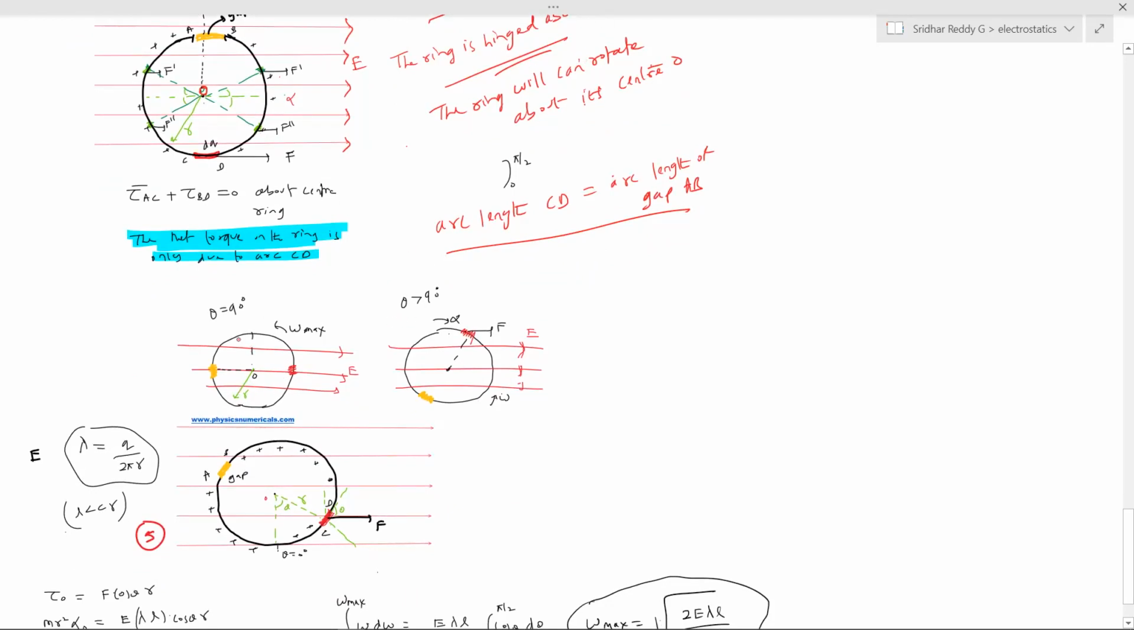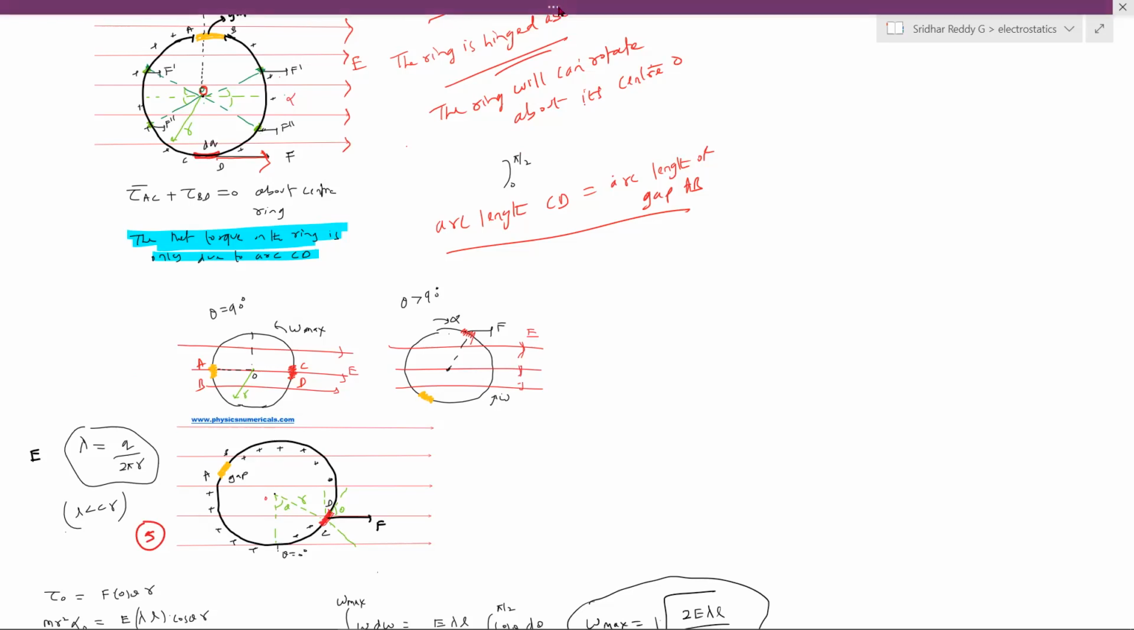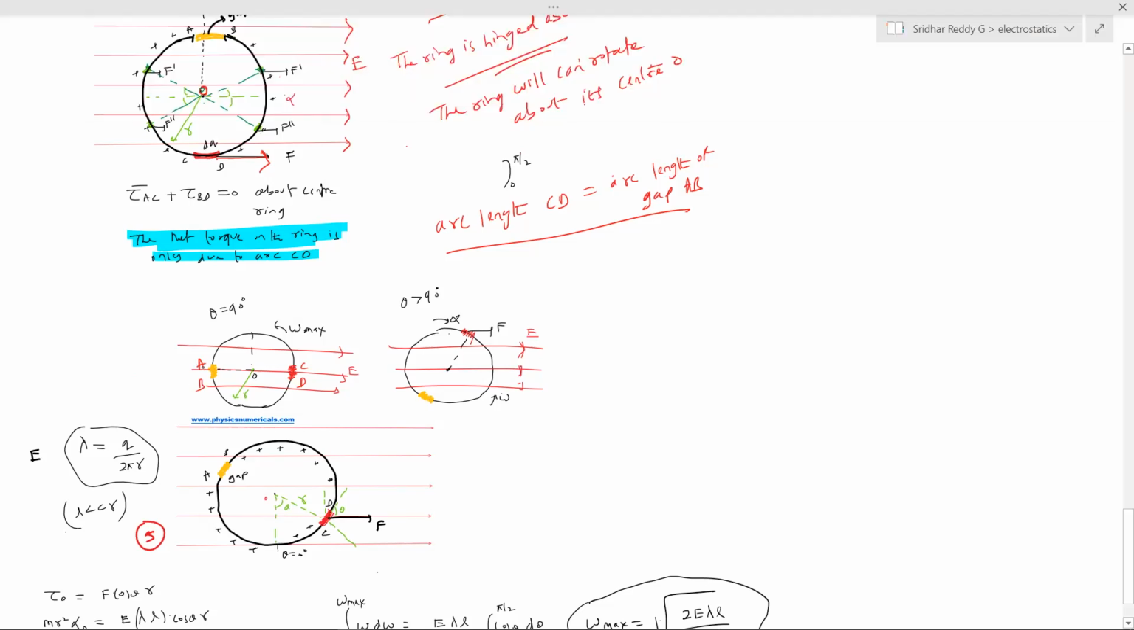Okay, let's do one thing. There's a torque acting. This F into small r will set up a torque about O in the clockwise direction. So it will start rotating. Then the same arc length CD and the gap is here. These diagrams are very important. This is the arc length.